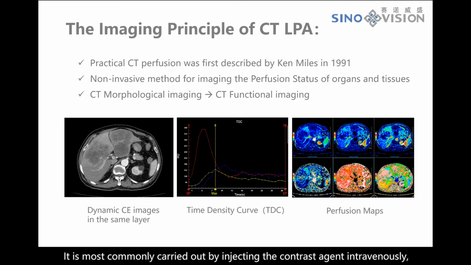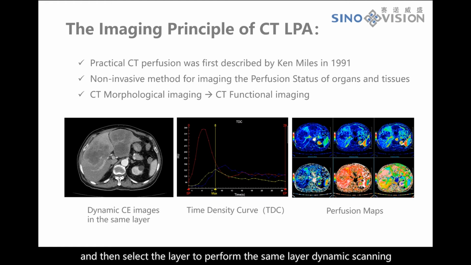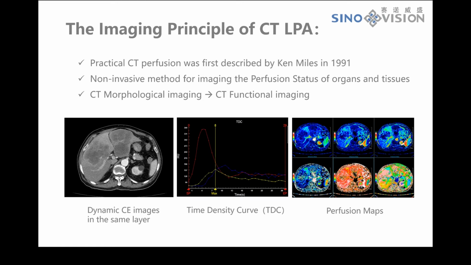It is most commonly carried out by injecting the contrast agent intravenously, and then select the layer to perform the same layer dynamic scanning, to obtain the time density curve of each pixel on this layer, and use a certain mathematical model to calculate the perfusion parameters of the region of interest according to the curve, and the perfusion image is formed by assigning the color scale.